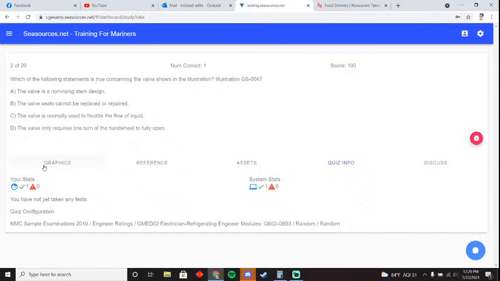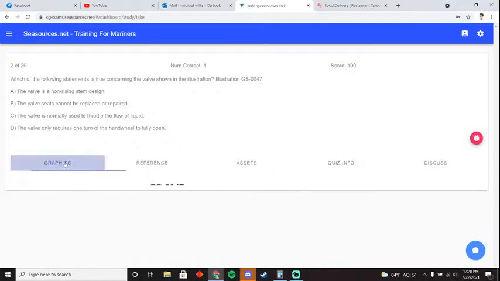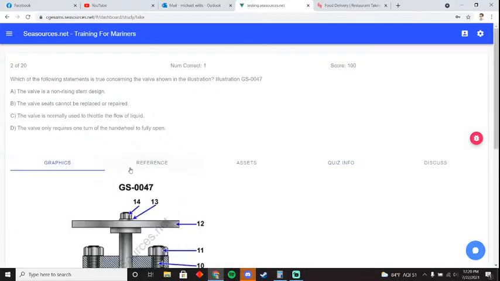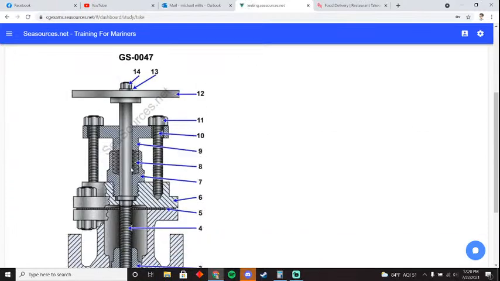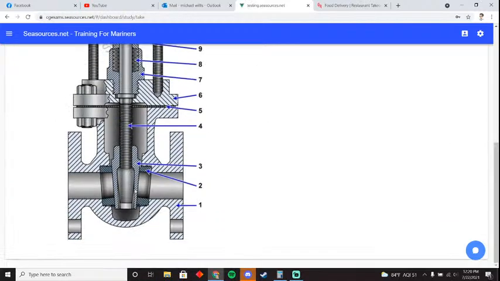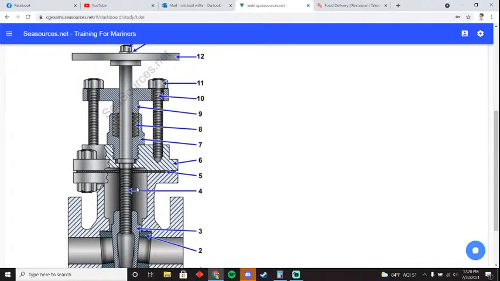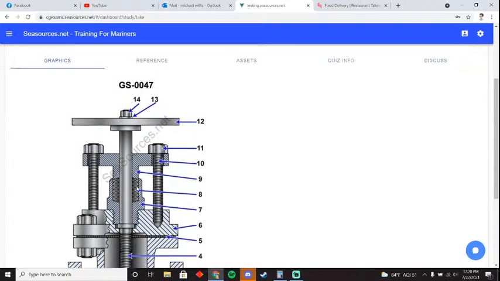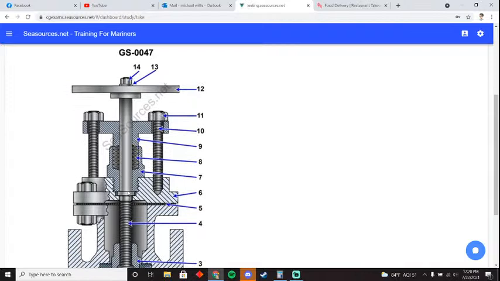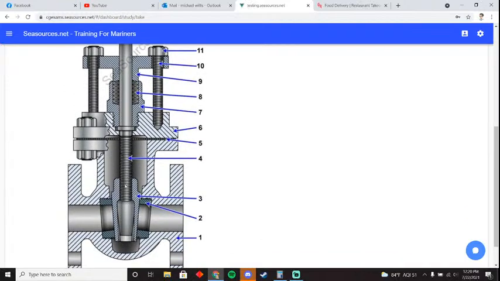Which of the following statements is true concerning the valve shown in the illustration? Alright, let's look at the valve. So, this is a gate valve. The way this valve works is you turn that stem right there, and it pulls that gate up into this groove to allow fluid to pass through.